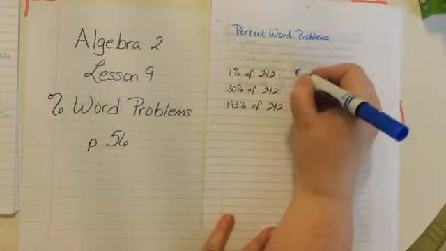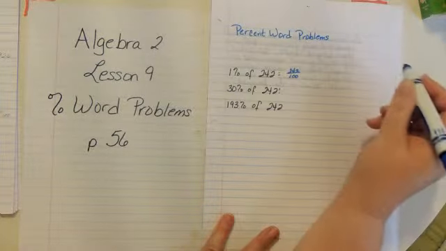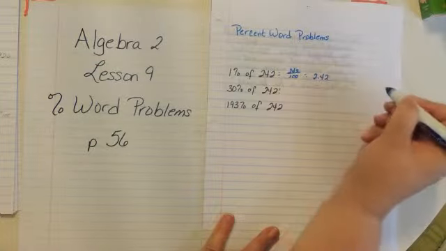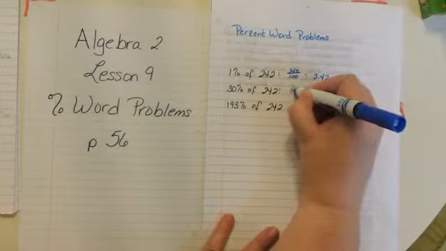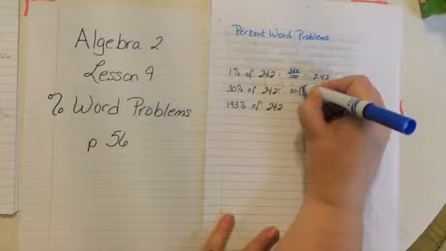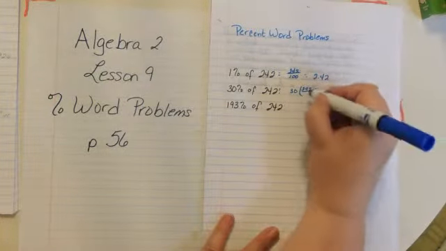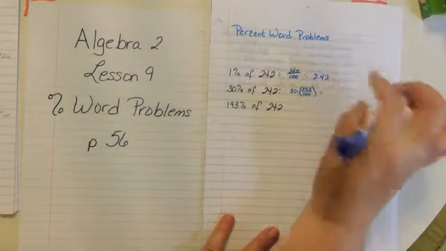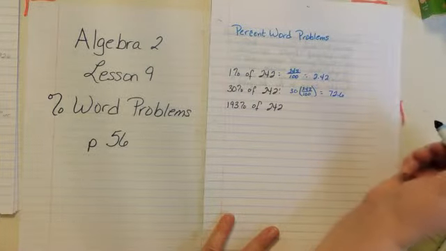1% of 242 is 242 over 100, which equals 2.42. 30% of 242 would be 30 times 1%. And in this case, we're out of 242, so 242 divided by 100. So this is 30 times 2.42, which is 72.6.